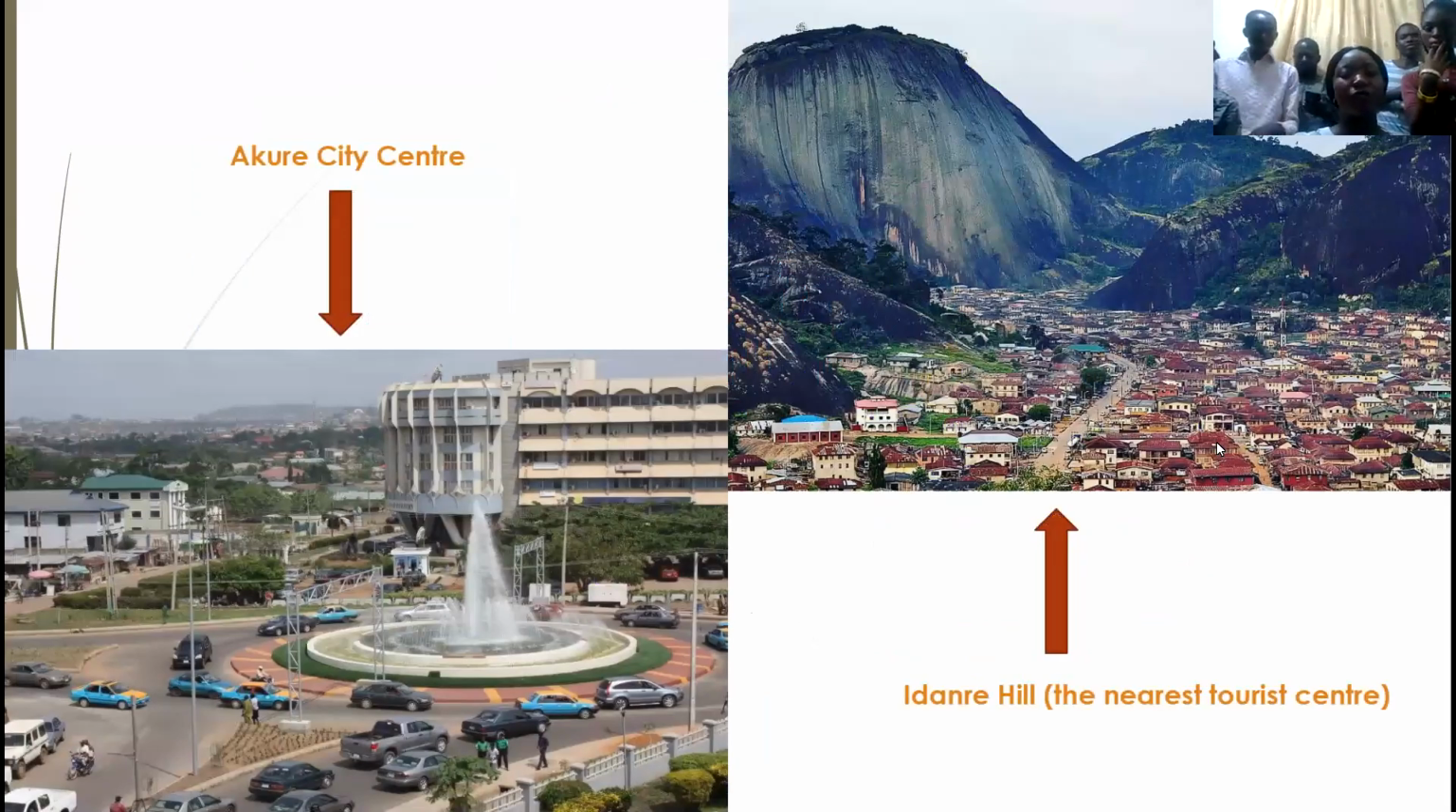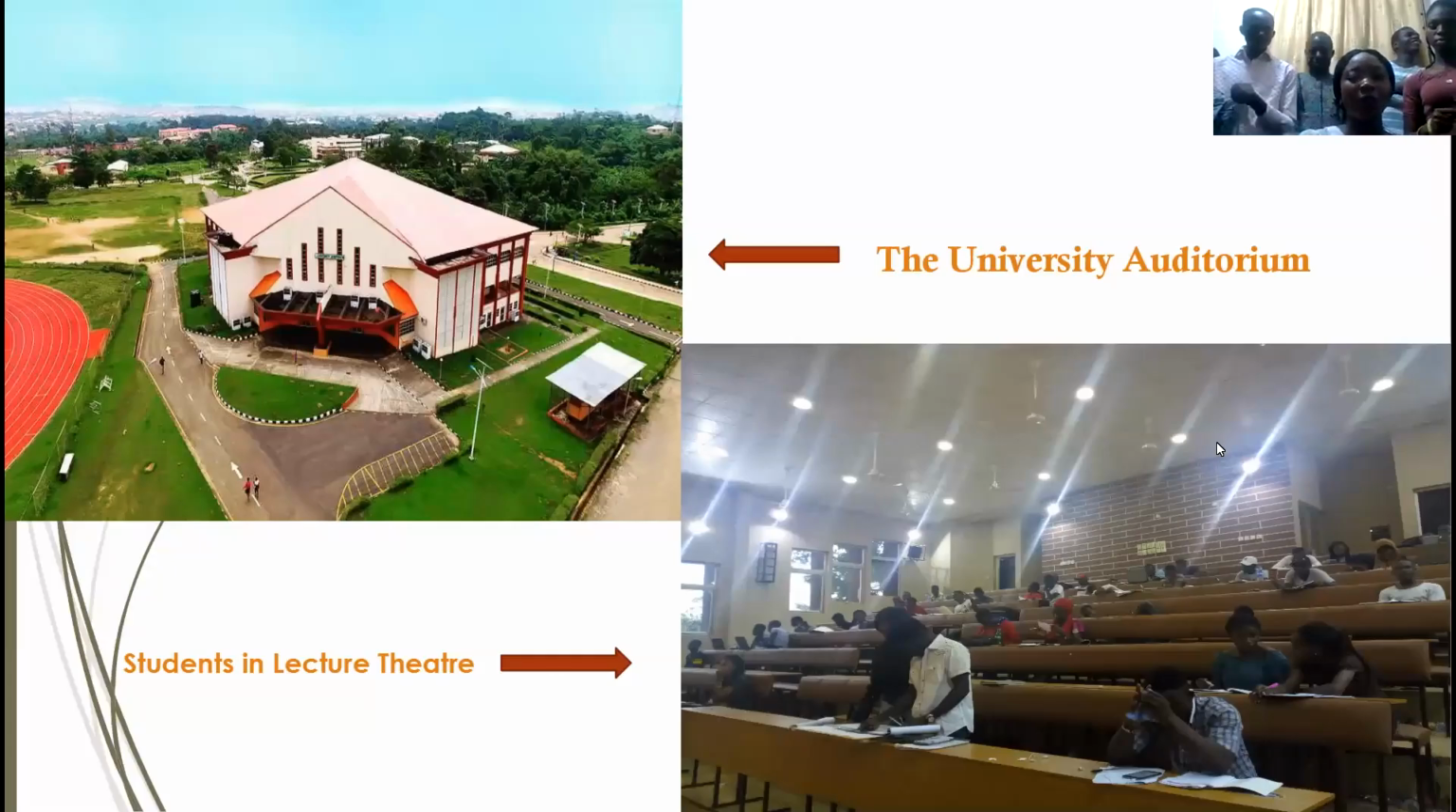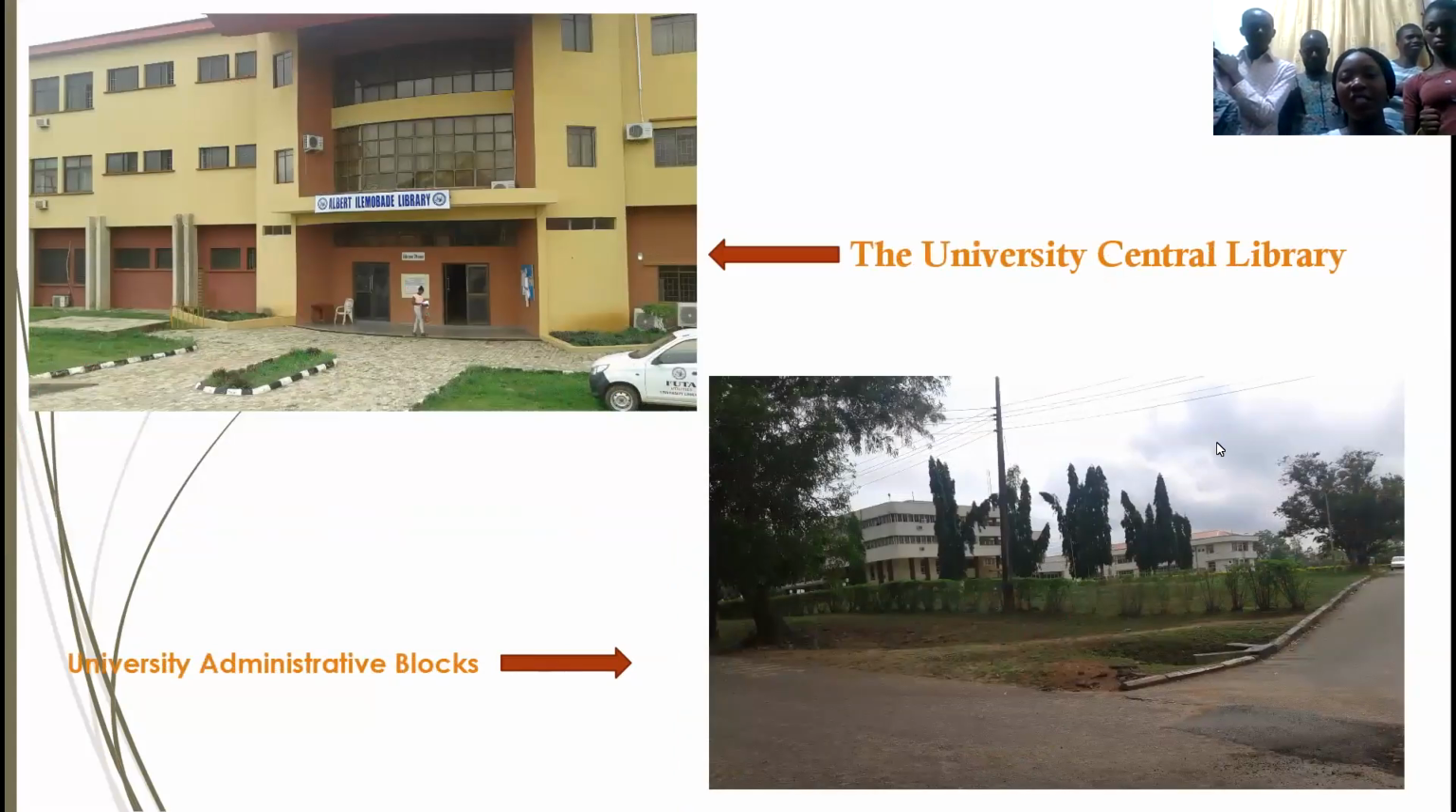This is the city hall in which the school is located, Akure City Hall, and this is the nearest tourist center, Idanre Hill. This is an aerial photograph of the university auditorium, and this is one of the lecture theaters in the school. This is the university library, and this is the administrative block. This is the weather climate station in the school, and this is the rooftop climate station.